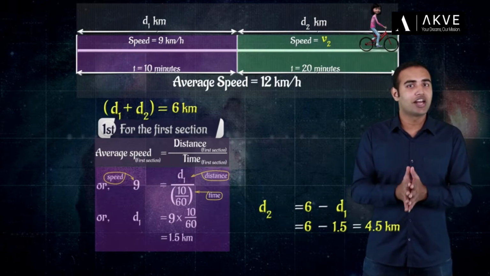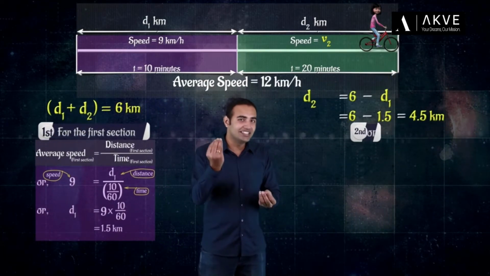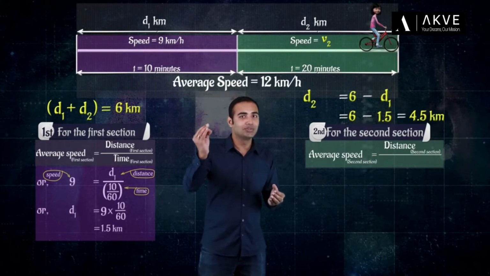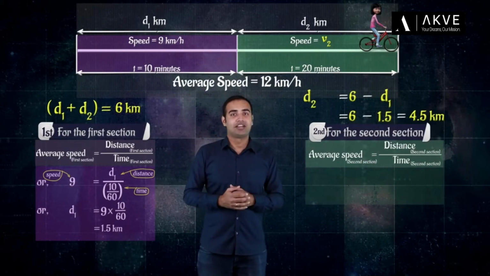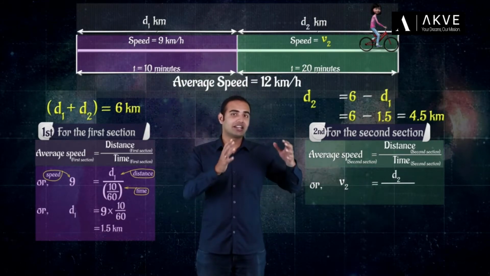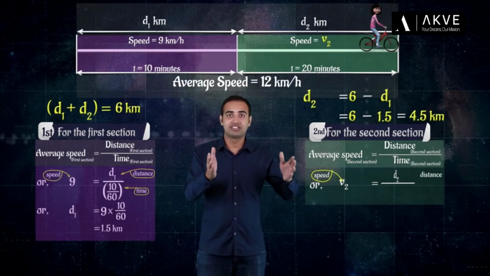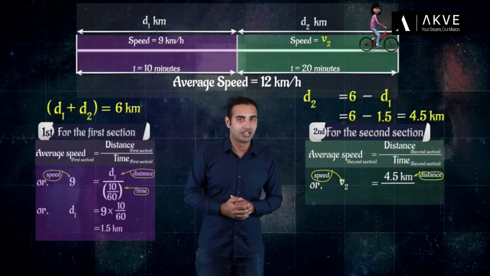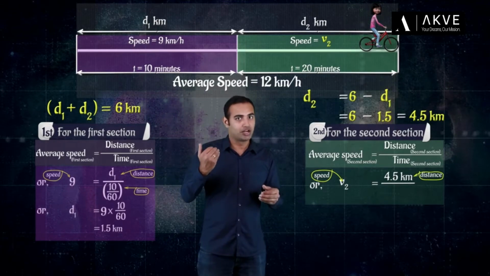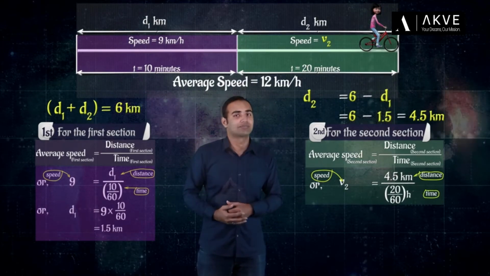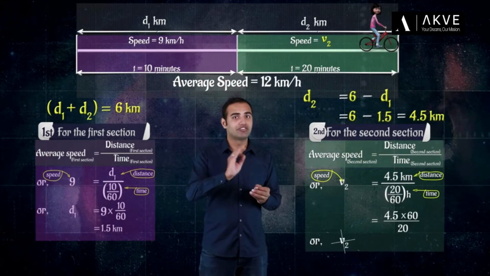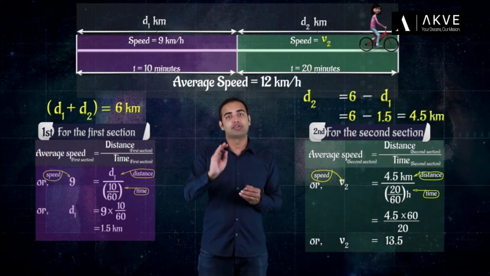So now that we know the value of d2, we can easily calculate the value of v2, which is nothing but d2 divided by 20 by 60. Now how did I get this expression? Well, you see, the distance covered in the second part of Jill's journey was d2 kilometers, and the time taken for that was 20 minutes. Converting 20 minutes to hours, we get 20 by 60 hours. So after solving this equation, the final answer for v2 that we get is 13.5 kilometers per hour.